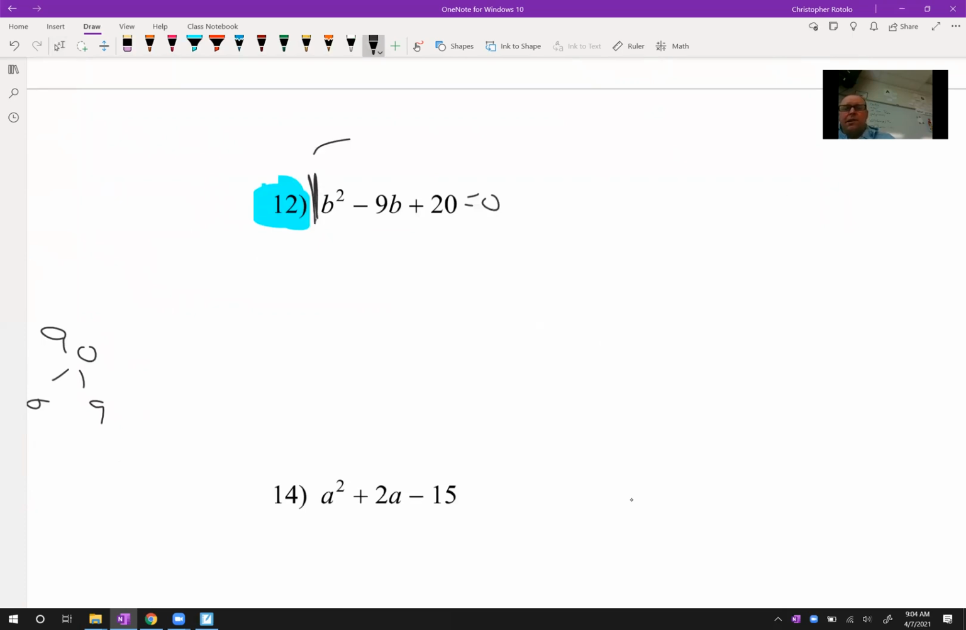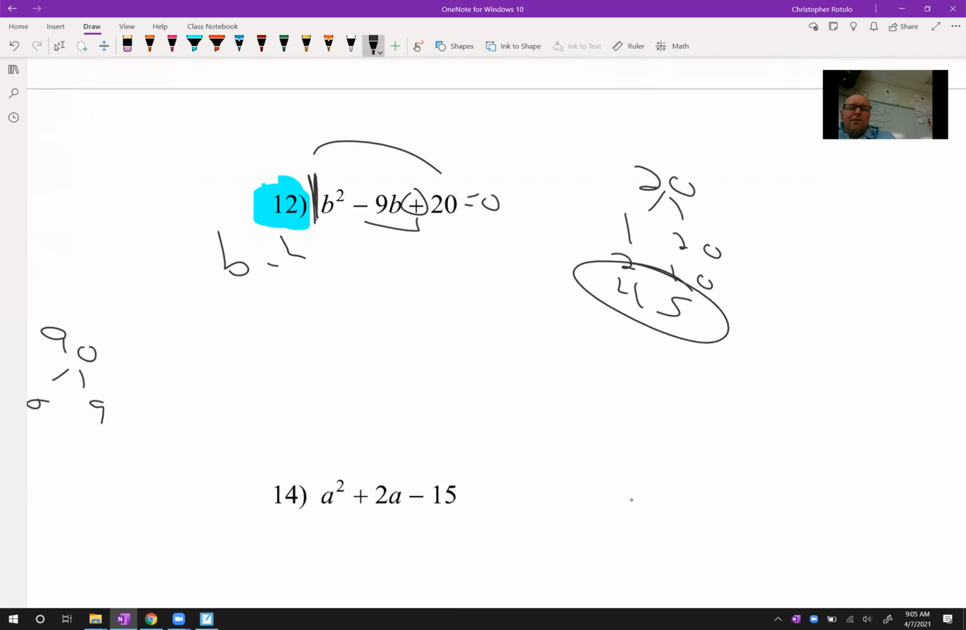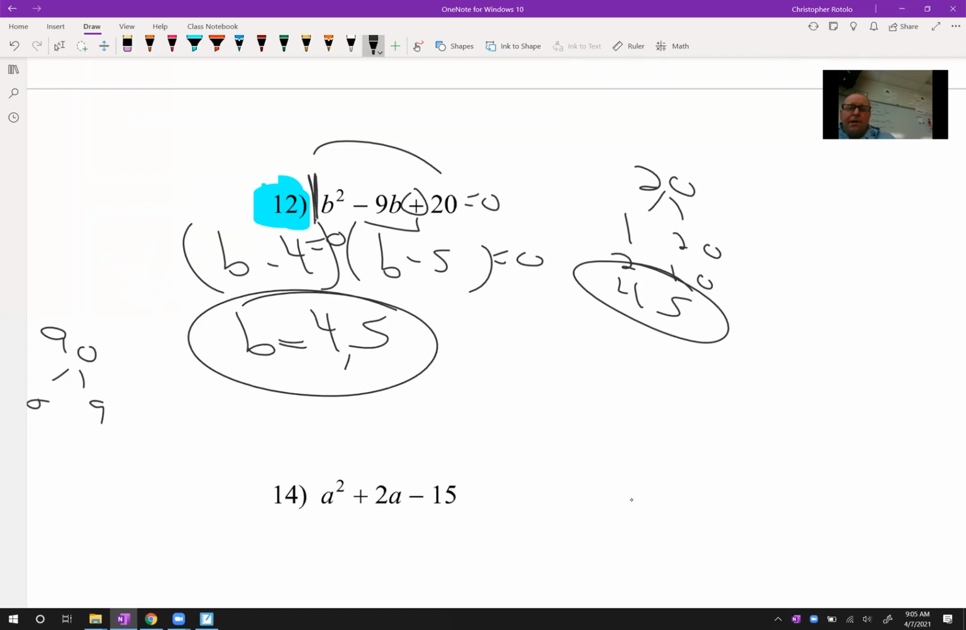It's 1 times 20. Makes that a whole lot easier. So what factors of 20 add up to 9? 1 and 20, 2 and 10, 4 and 5. 4 and 5 it is. So it's going to be b minus 4 and b minus 5. I want to make sure we hit the factor by grouping before we reviewed these easier ones. Okay, it goes so quick I forget to write my equals 0, right? So b equals add the 4 to get 4, add the 5 to get 5, 4 and 5.